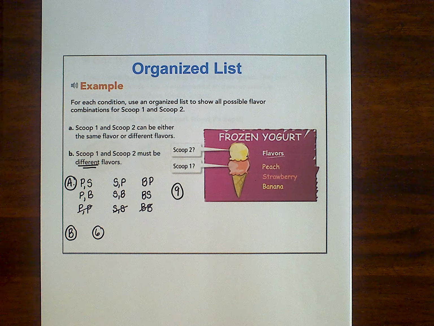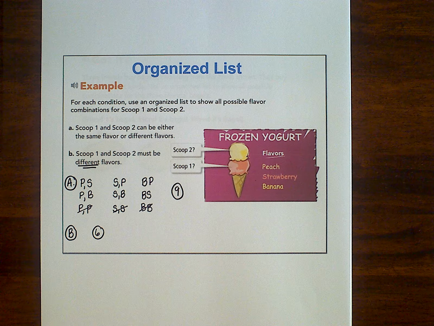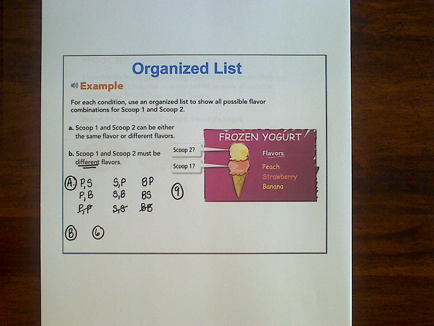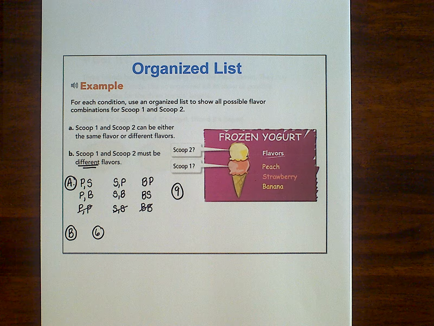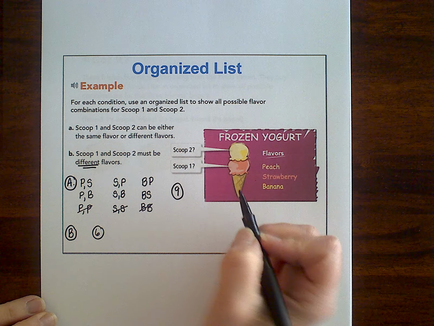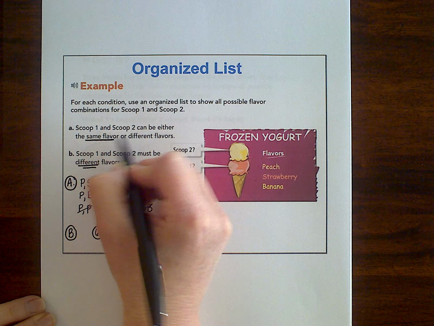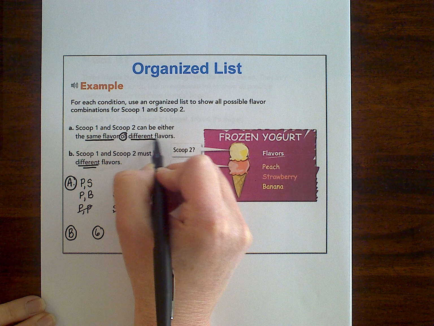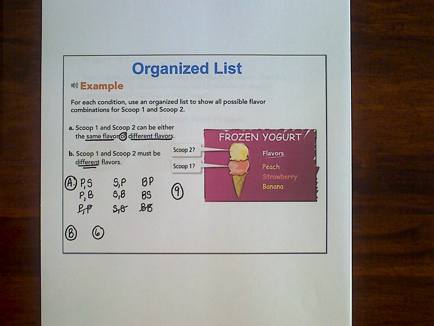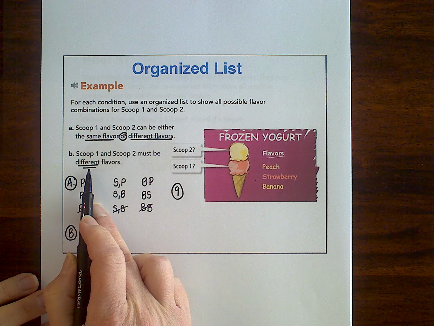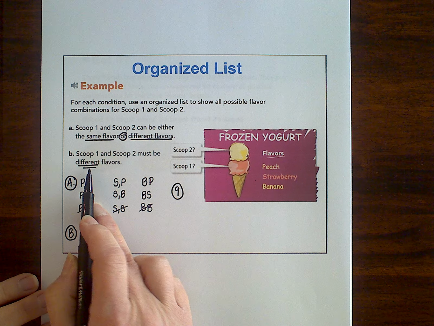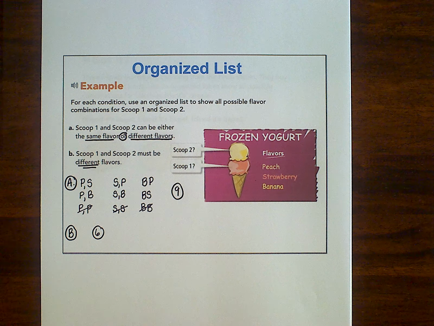I am going to stress that when you are working on your assignment today, that you read carefully through the question. A lot of people think this is really easy, and because it's multiple choice, they think that they're going to be able to fly right through it. Notice the difference between these two questions. Same flavor or different flavors. In A, we could have same or different, but notice in B, they had to be different flavors. So there's a big difference between how these two questions are worded.